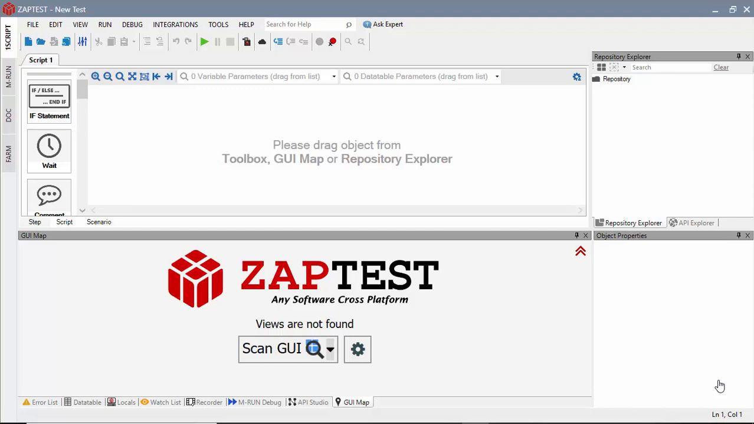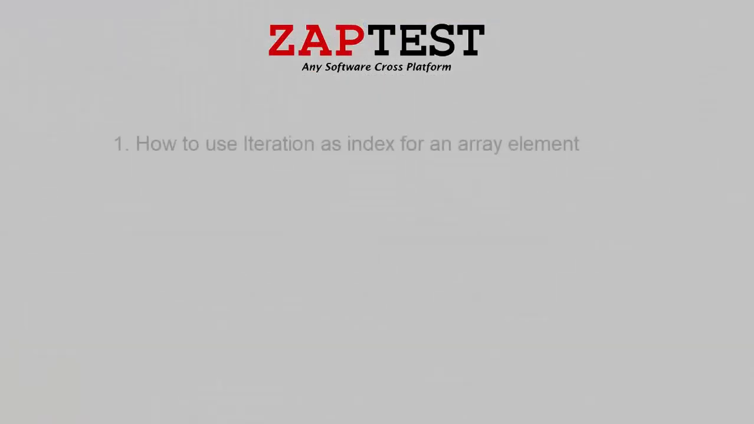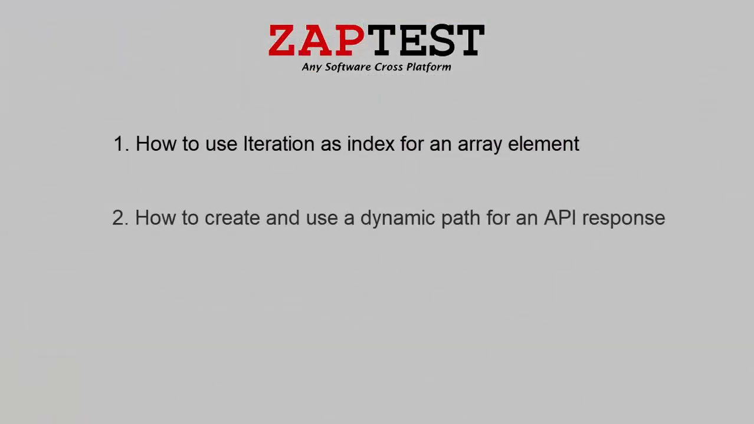In this tutorial, we will show you how to create a test that includes API and UI related steps. During this lesson, you will learn how to use an iteration as an index for an array element, how to create and use a dynamic path for an API response, and how to combine API calls and UI steps in one test.